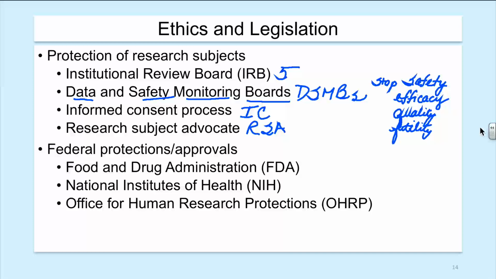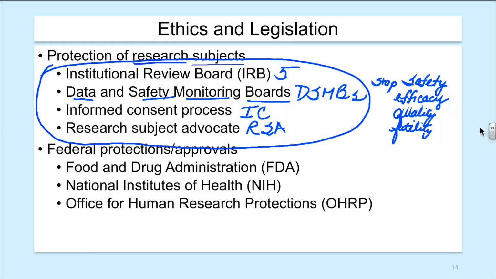So there are a number of protection areas that are important for making sure we're caring for our research subjects when they're participating in clinical trials. At the federal level, there's some protections and approvals as well. The FDA is responsible for approving all research conducted in human beings using investigational agents. And we'll talk about the FDA review process shortly.